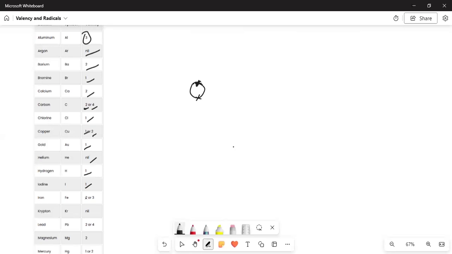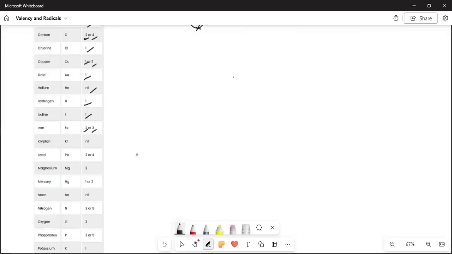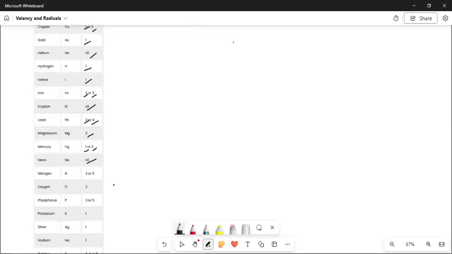Then iron, the valency is 2 or 3, variable oxidation. Then krypton. Krypton is also a noble gas, a group 8 element, so the valency is nil. Then you have lead, which has variable valency, 2 or 4. Then magnesium, 2. Mercury also variable, either 1 or 2. Then neon is also a noble gas. It doesn't react, it's inert.